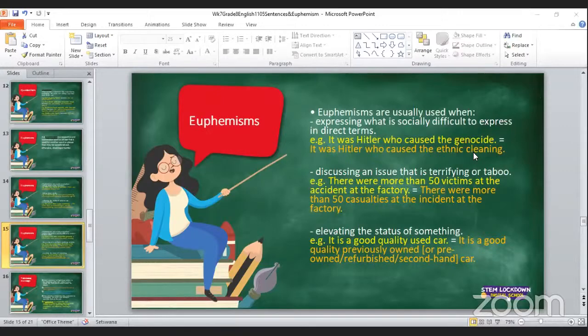Okay, so although that really does communicate what we wanted to communicate, this time around we tried to communicate it in indirect words. So that is the thing about euphemisms. It really helps us to communicate difficult things.